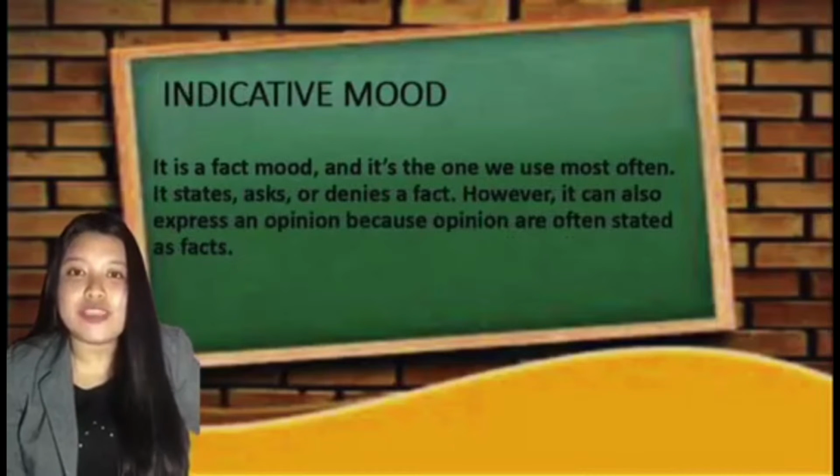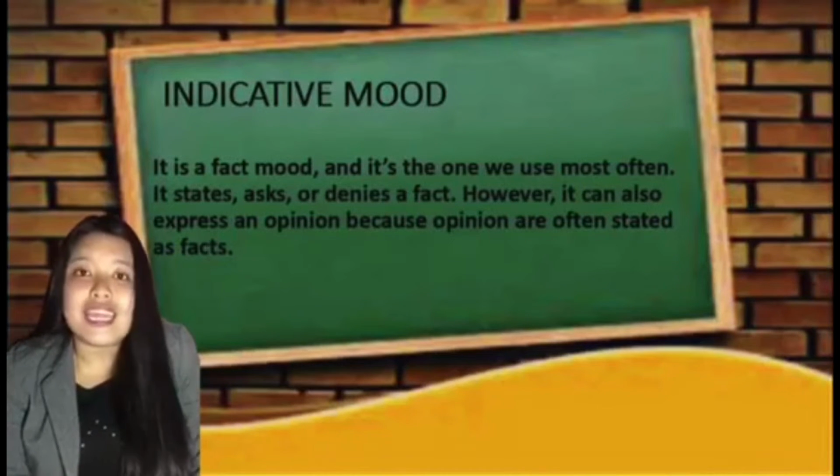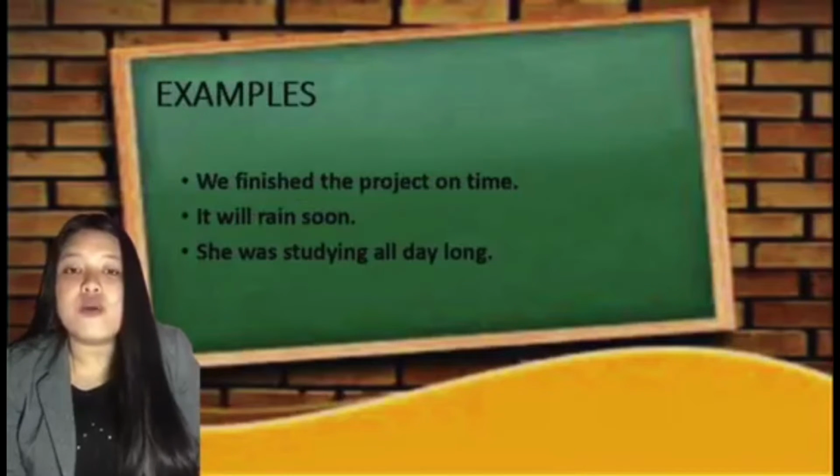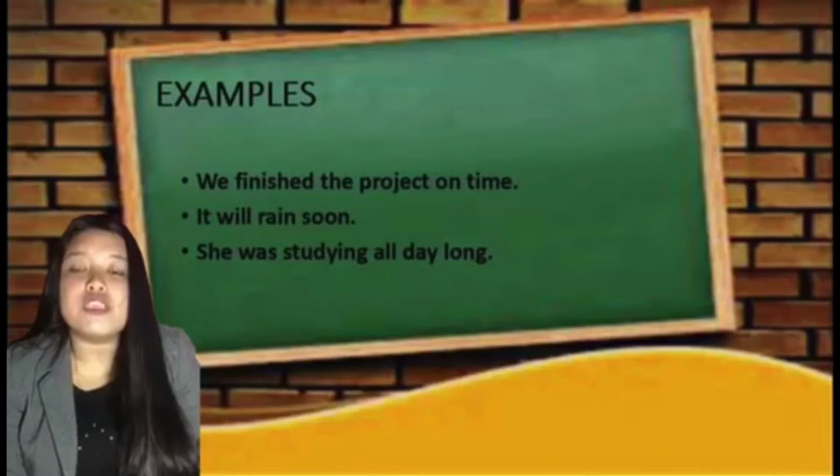So let's tackle first the indicative mode. Indicative mode is a fact mode, and it is the one we use most often. It states, asks, or denies a fact. However, it can also express an opinion because opinions are often stated as fact. So I prepared three examples in each mode. The first one is we will finish the project on time. It will rain soon. She was studying all day long. So those were the three examples of indicative mode.